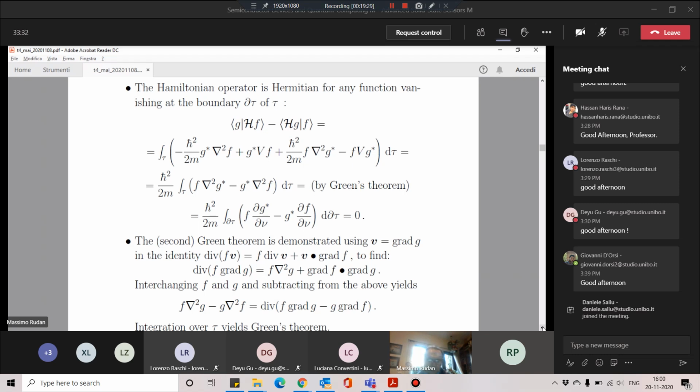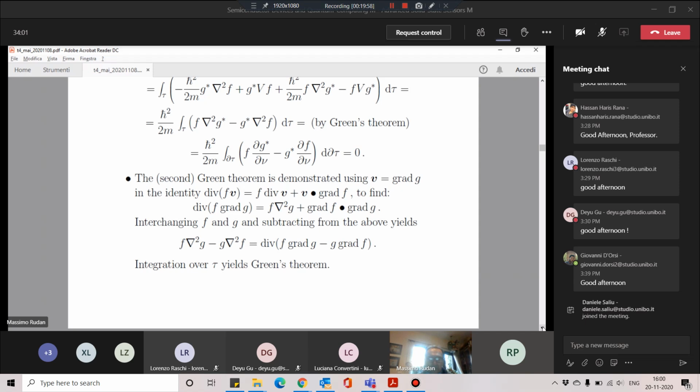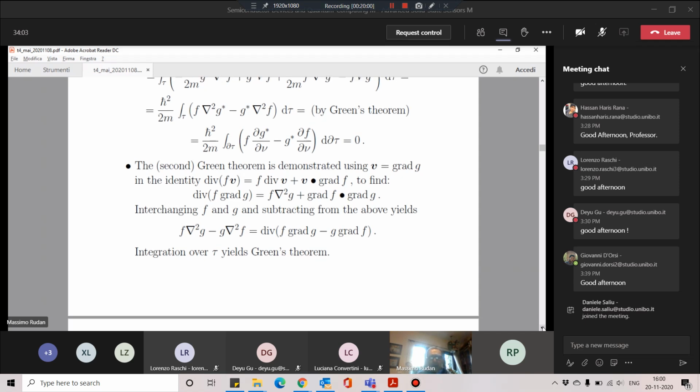If instead f and g are of the form, for instance, of the wave function of a free particle, by some other calculation, you can still demonstrate that the Hamiltonian is Hermitian. If somebody does not remember the Green theorems, at least the one that is of use here is outlined in the bottom part of the page.